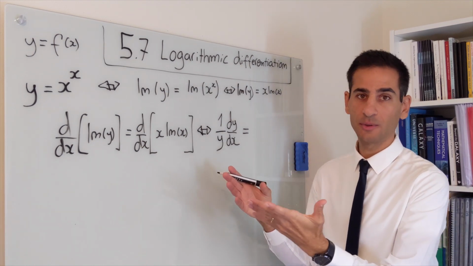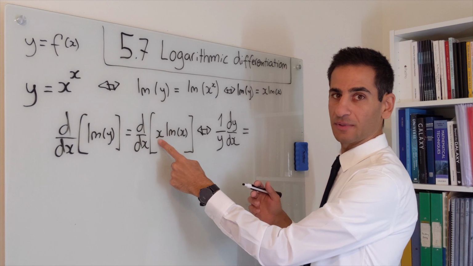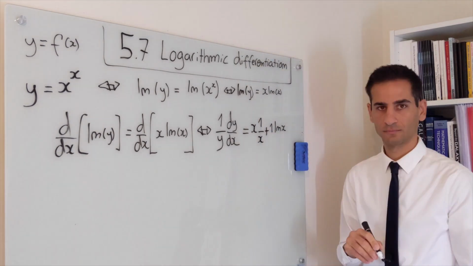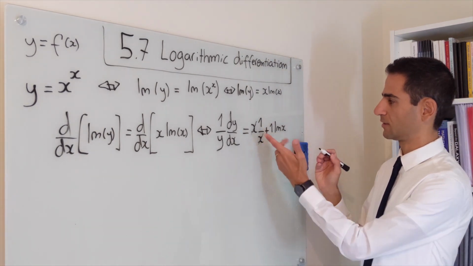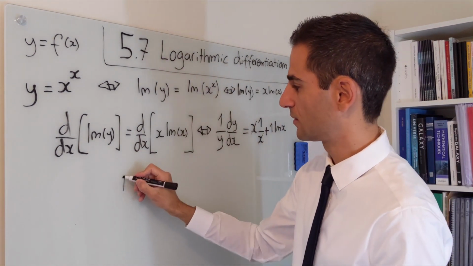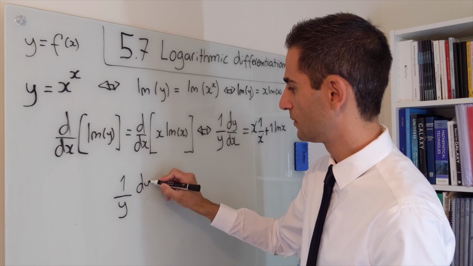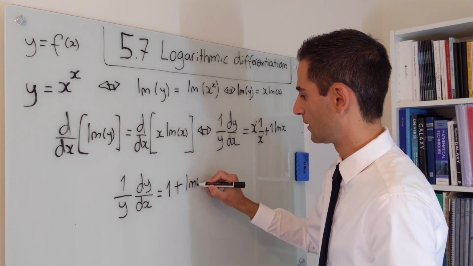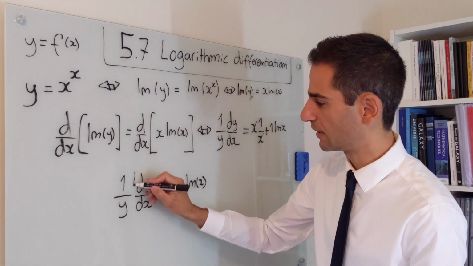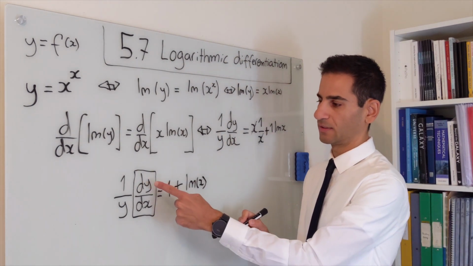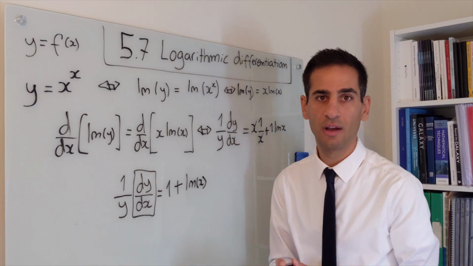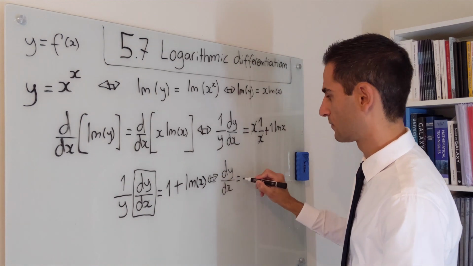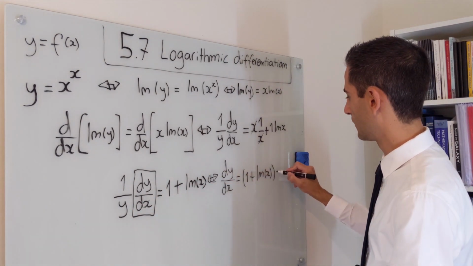The other side is just product rule. So we have 1 over x times x plus 1 times ln x. We can then simplify this, so this just becomes 1, which means we can write this as 1 over y dy/dx equals 1 plus ln x. Remember that what we want to find out is actually this. We want to find out what dy/dx is, or the derivative of y. All we have to do here now is take y to the other side, which means multiplying by it.